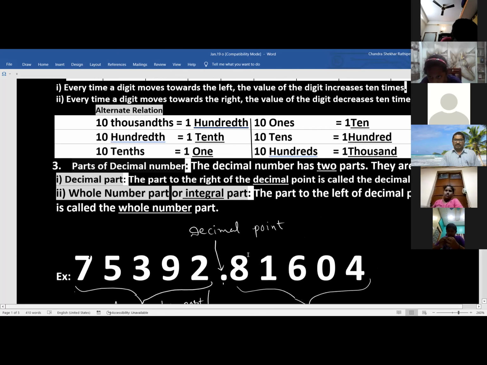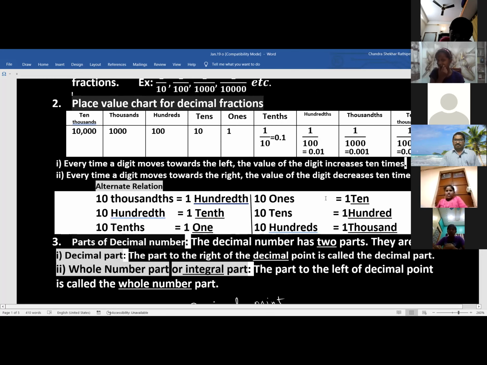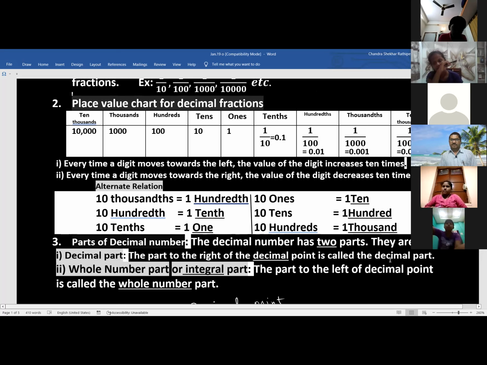Close your notebook and tell me. Every decimal number has how many parts? Two parts. What are they?